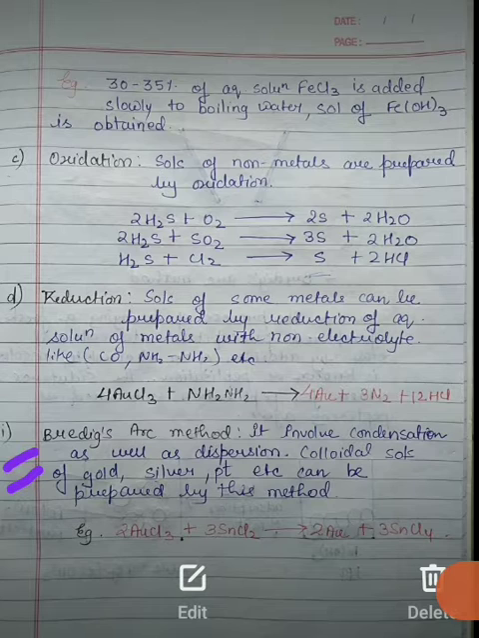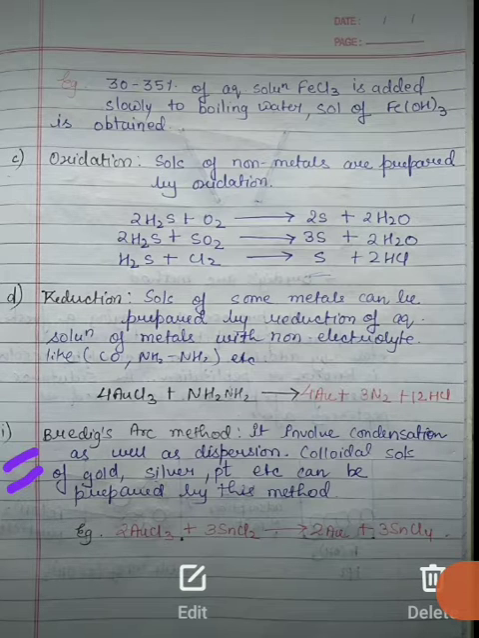It is also known as the electrical dispersion method or electrical disintegration method, because here electricity is used. So what happens basically here? Before coming to this, just recall a question. In your exam they ask, what is purple of Cassius? Purple of Cassius is simply a gold sol.